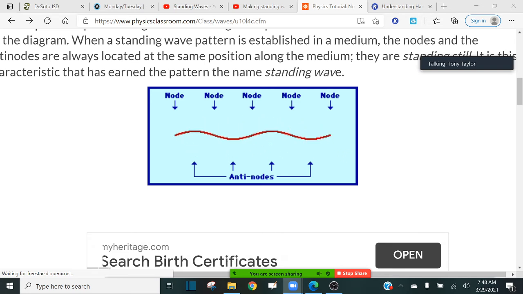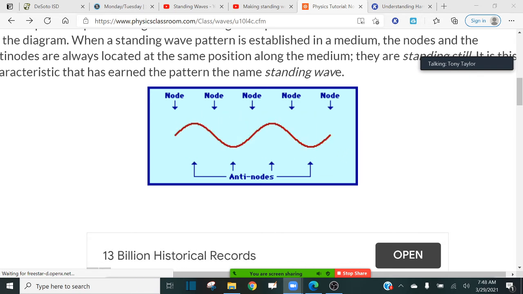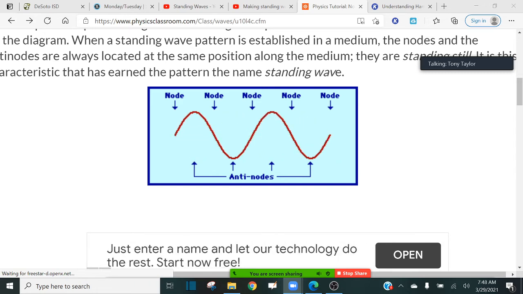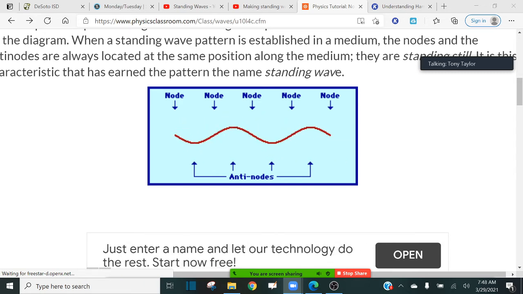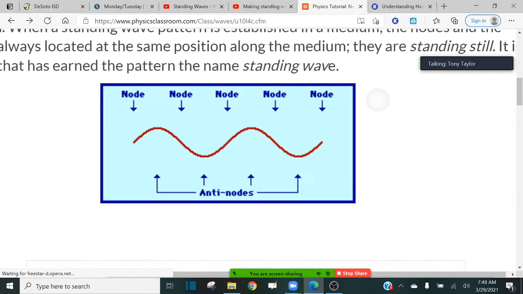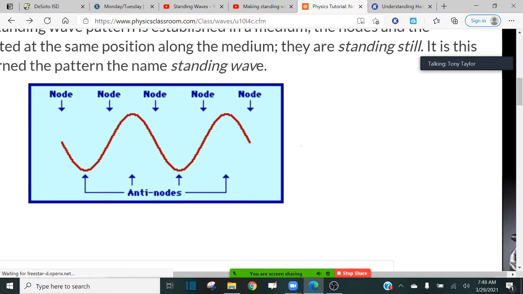Now, in the video, he gave two important terms, and I need for you guys to know these two important terms: nodes and antinodes. These are very important terms that you guys need to know: nodes and antinodes.